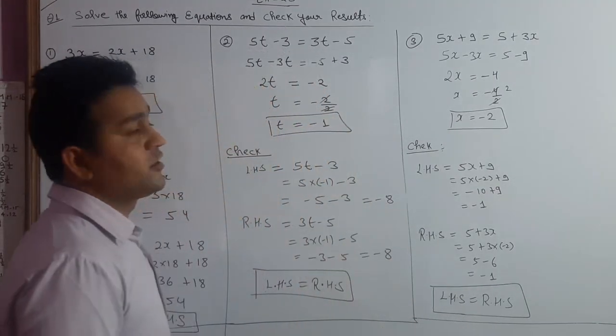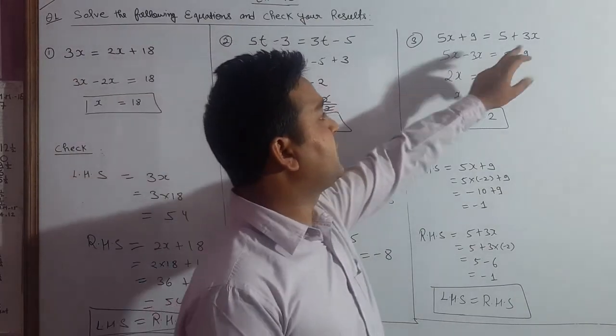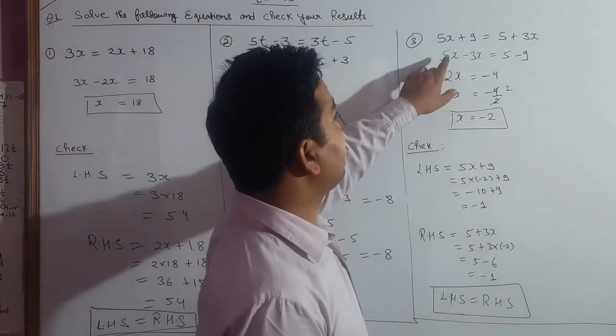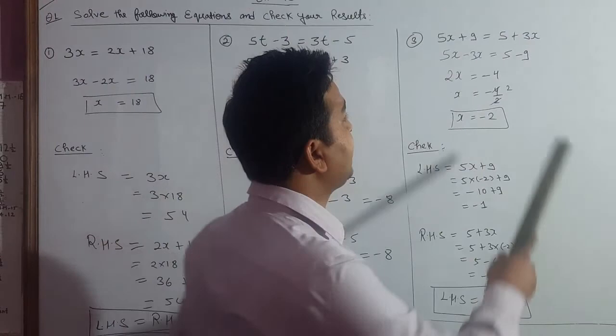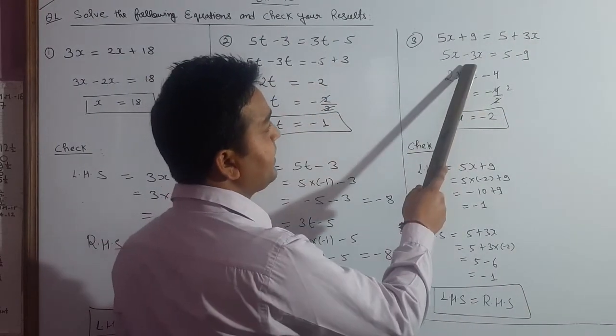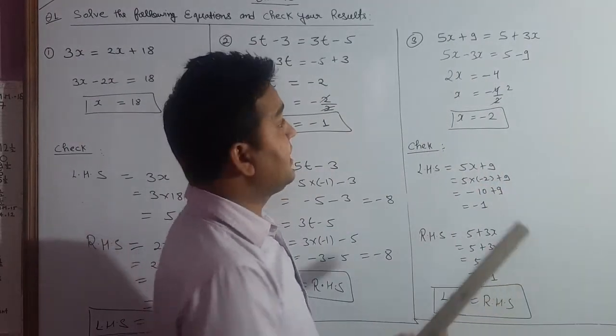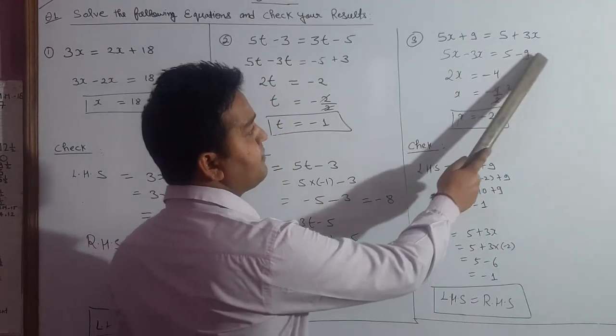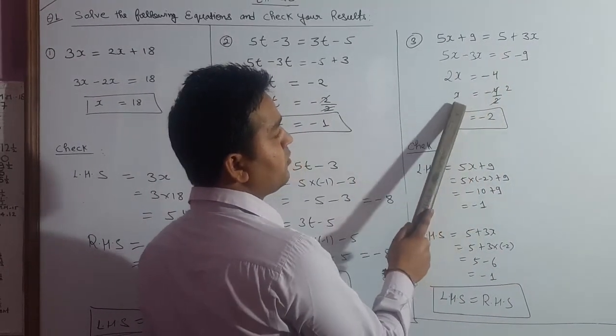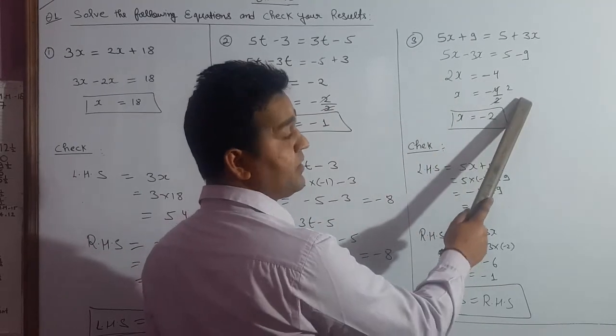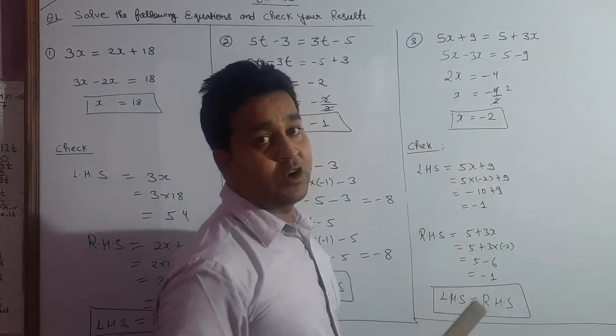Now come to the third question. 5x plus 9 is equal to 5 plus 3x. Then you just arrange this: 3x comes to this side, then it becomes minus, and this 9 moves to this side, it becomes minus. Now 5x minus 3x you get here 2x, and 5 minus 9 you get minus 4. What is the value of x? 2 comes to this side, becomes divide, and finally you get x is equal to minus 2.